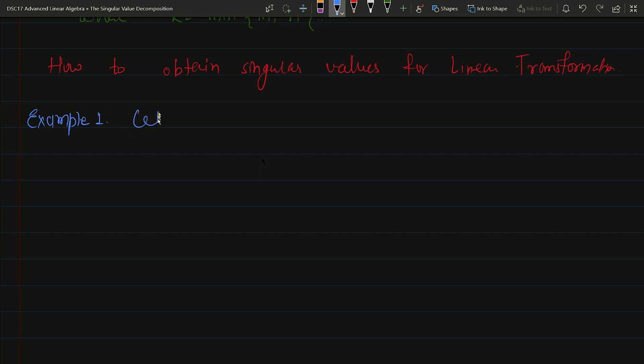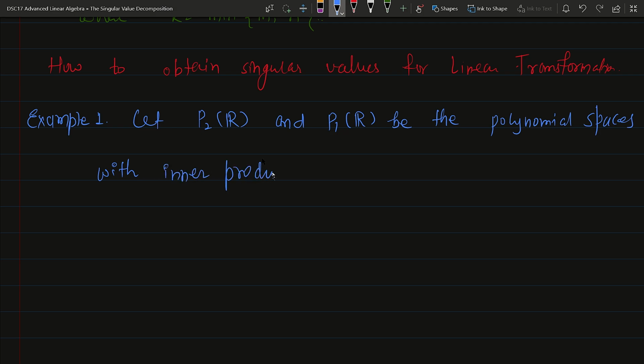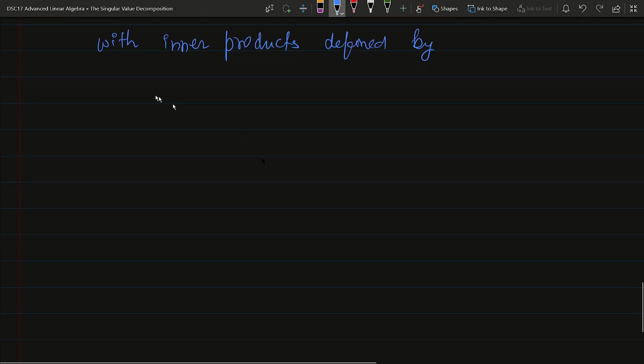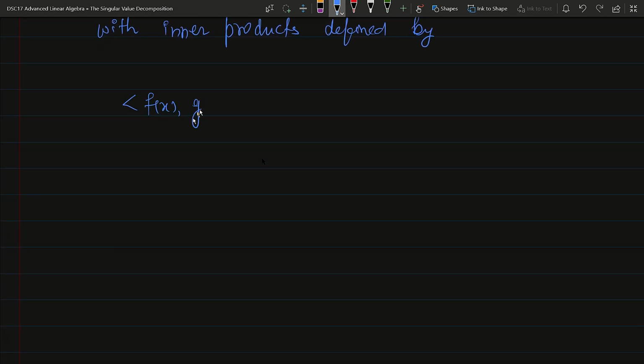ठीक है, so let P2(R) that is the space of polynomials up to degree 2 and P1(R) be the polynomial spaces with inner products defined by the inner product of f(x) comma g(x) is equal to the integration from -1 to +1, ये हमने डिस्कस किया ही था, of f(t) g(t) dt.